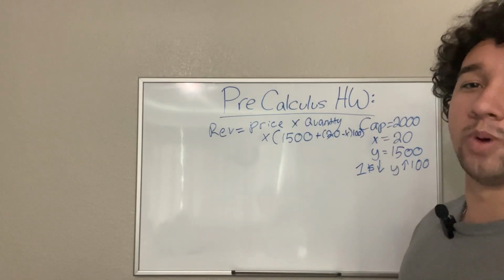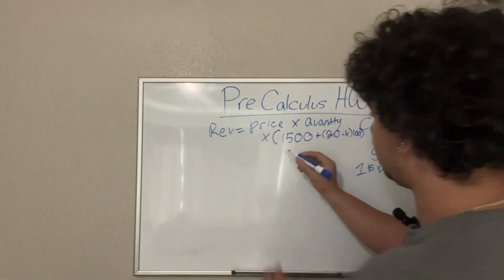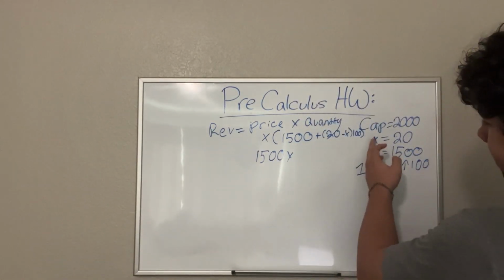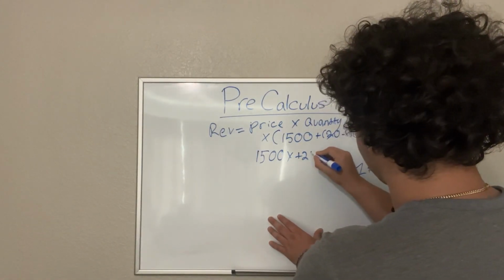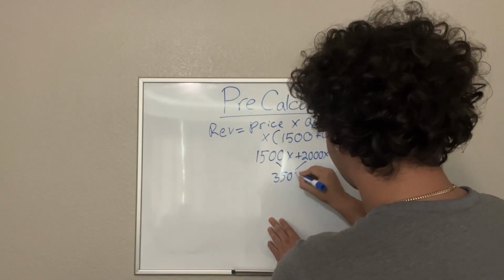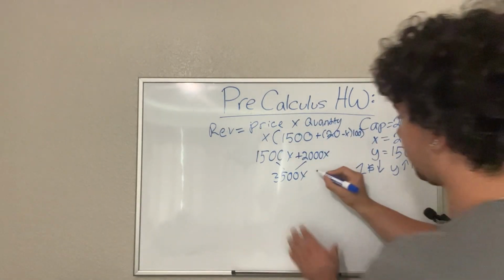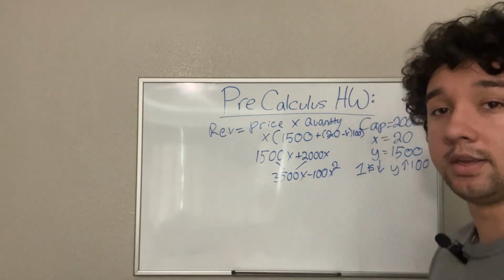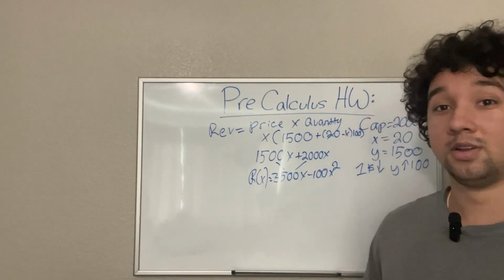So now what do we do with this? Well, let's simplify. I'm going to distribute 1,500 times X. So that's 1,500X. And then let's distribute here, 100 times 20, well, that is 2,000, so plus 2,000X. That simplifies now to 13,500X. And then negative X times 100X is negative 100X squared. And essentially, this is my revenue formula with respect to my X. There you go. So now we got the equation.